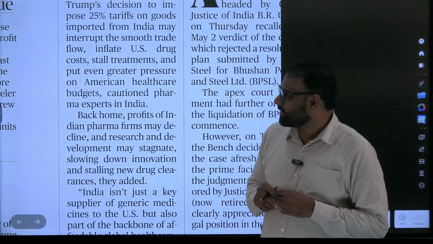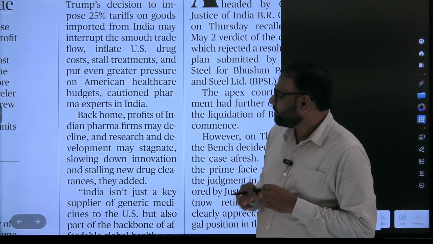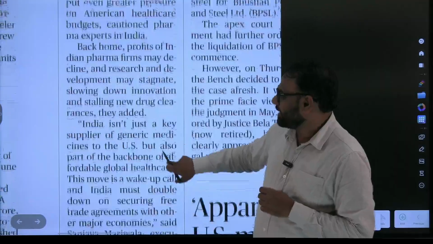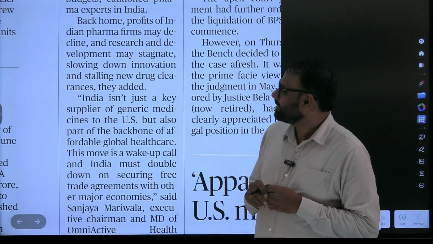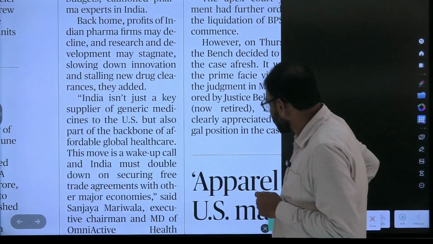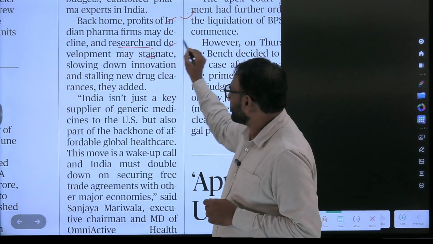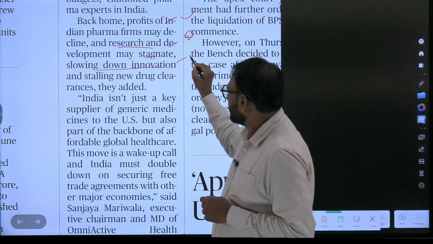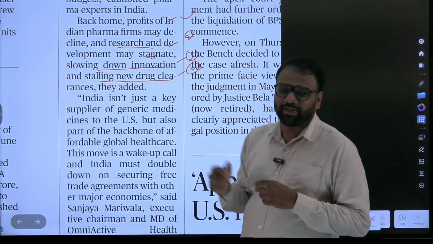Inflate US drug costs. Interrupt the smooth trade flow. Next, put pressure on American healthcare. Impact on India: India's pharma firms. Yes, profits decline. First one is profits will decline. Next, research and development stagnate. Slow down innovation. Stalling new drug clearances. So these are the main answers.